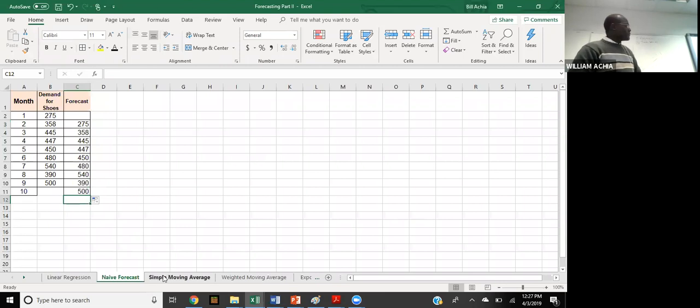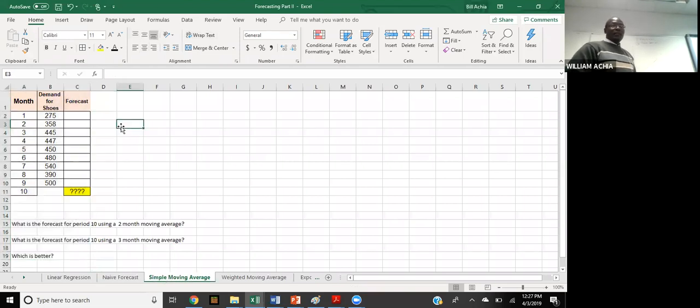So go to the next tab. I will start there because that is an approach that people use. Let's look at the simple moving average. The simple moving average asks you to create a forecast on the basis of an average, instead of using just 1 month, which was what we had with the naive forecast. The naive forecast basically gives you a 1-month moving average. But now, rather than using a 1-month moving average, the simple moving average says, let's take a couple of months together and come up with a forecast based on a number of months. So we could have a 2-period moving average, 3-period, 4-period, 5-period, all depends on what you want to do.